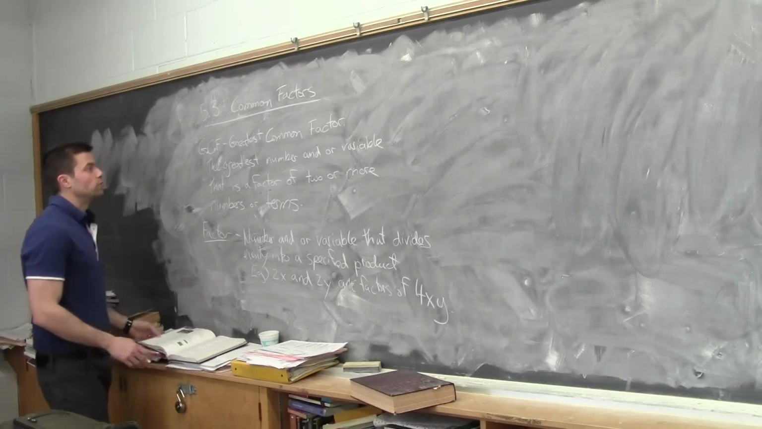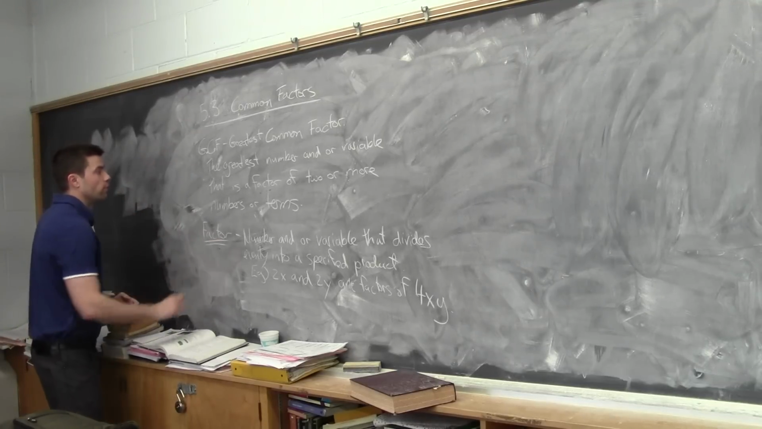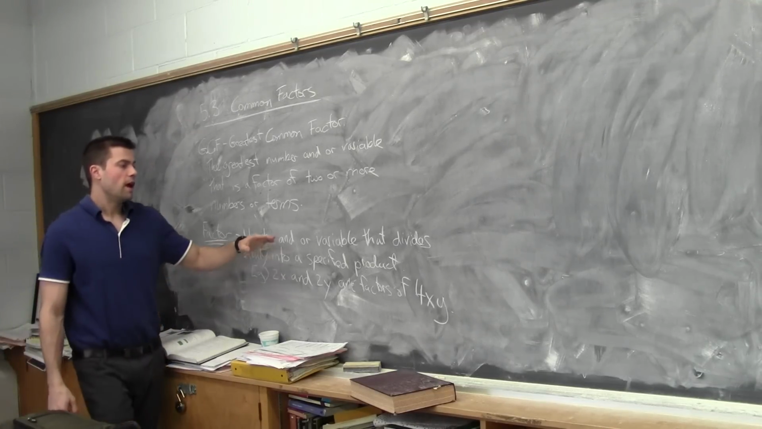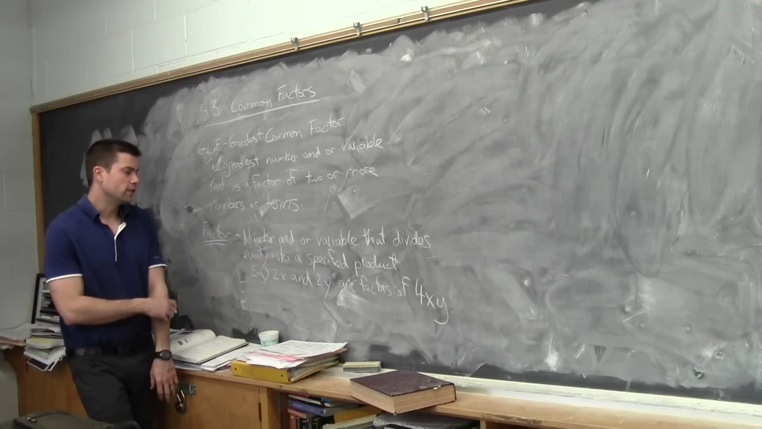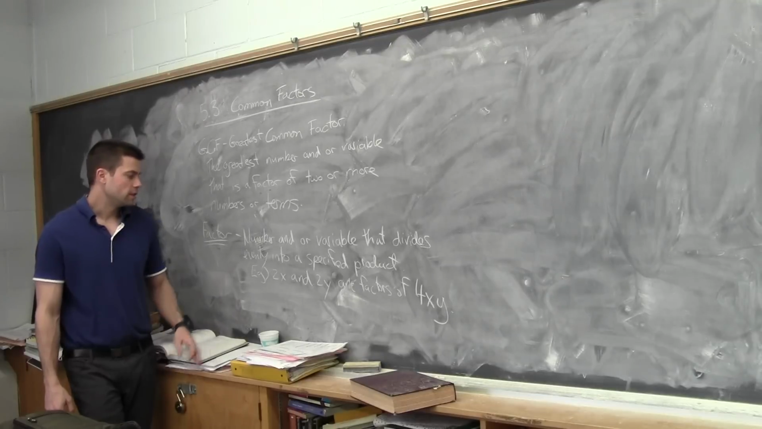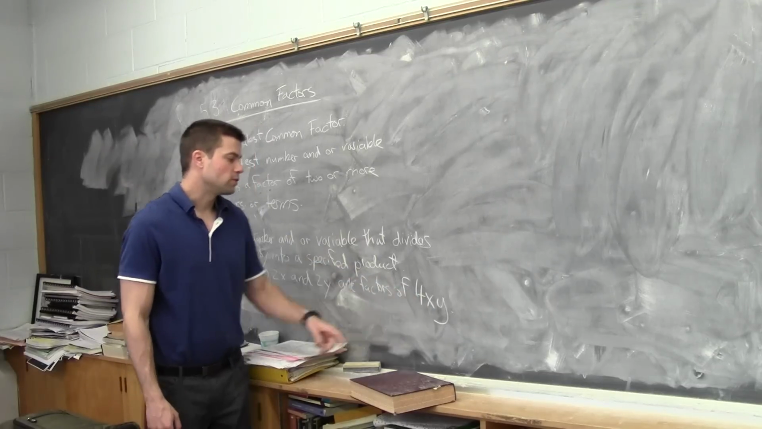So first and foremost, we want to know what a factor is. So maybe look at this first before we go into greatest common factor. A factor is a number and or a variable that divides evenly into a specified product. Example, 2x and 2y are factors of 4xy.